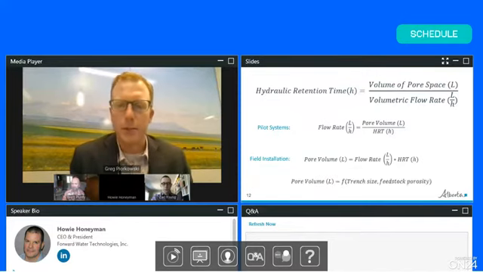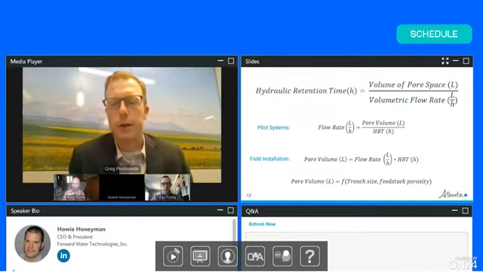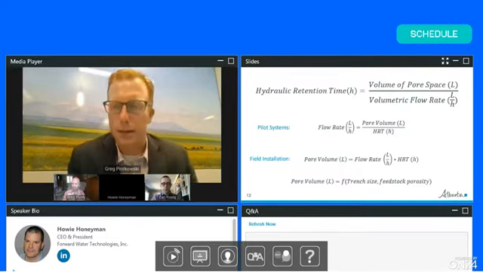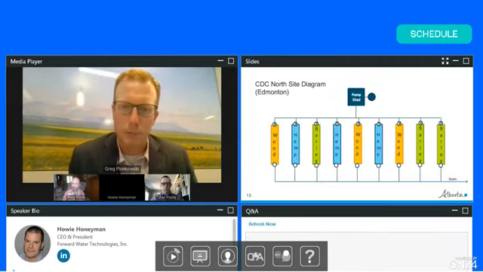Pore volume then is just a function of the trench size and the feedstock porosity. So there's a bit of a trade-off between retention time and trench size. The longer you want your water to be in there, the bigger the trench has to be, which amplifies the costs.